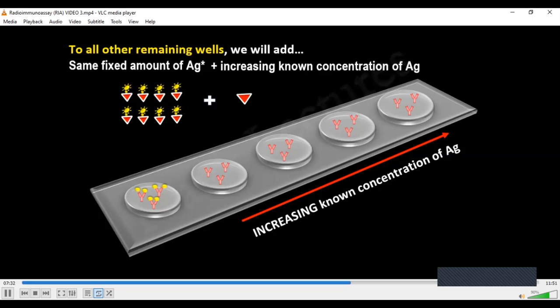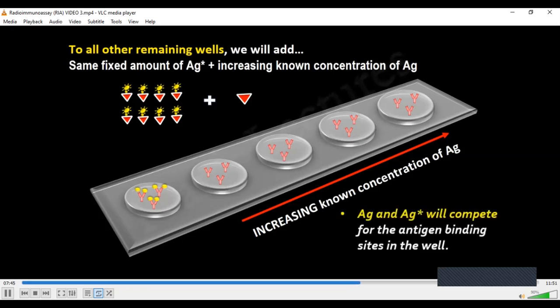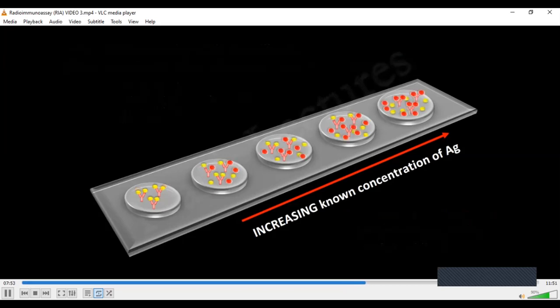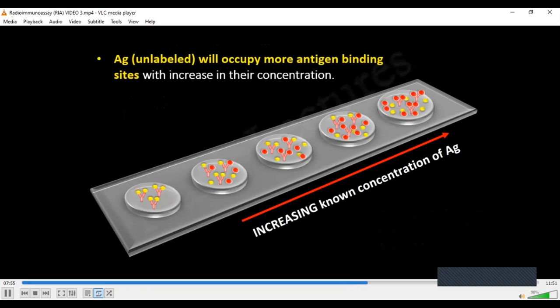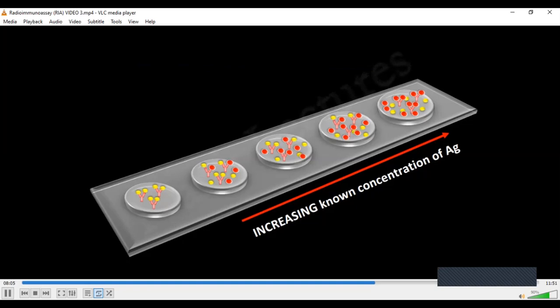What will happen now? As we said before, antibodies present in the wells cannot distinguish between radio-labeled and unlabeled antigens. Thus, in each case, the unlabeled antigen will compete with the radio-labeled antigen for the antigen binding sites. It is important to note that, as the concentration of unlabeled antigen increases, it occupies more antigen binding sites. Now, in each well there will be bound as well as unbound antigens.